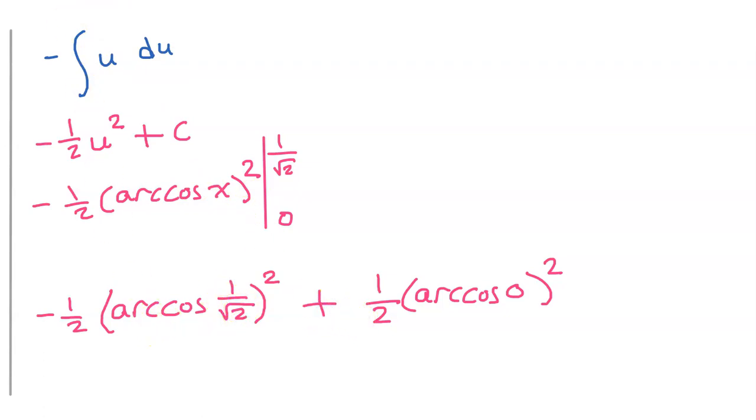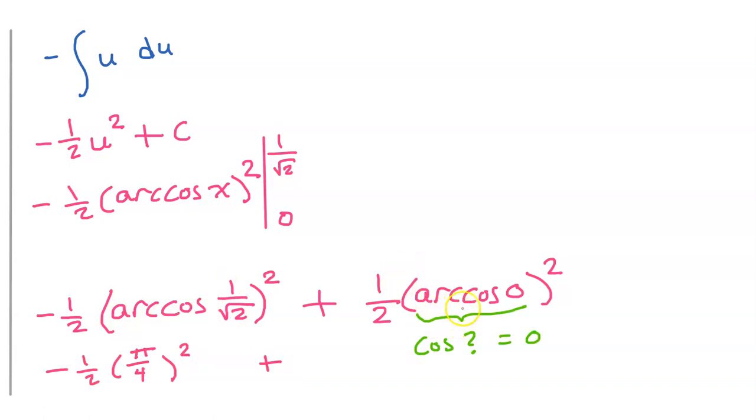When you try to evaluate an inverse trig function like this, you ask yourself a question like, the cosine of what angle is equal to 1 over radical 2? Hopefully you know that the answer here is pi over 4. So that's the value of arc cosine 1 over radical 2.